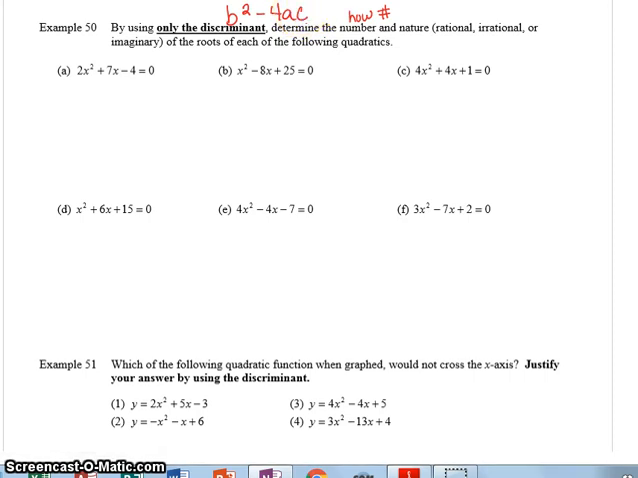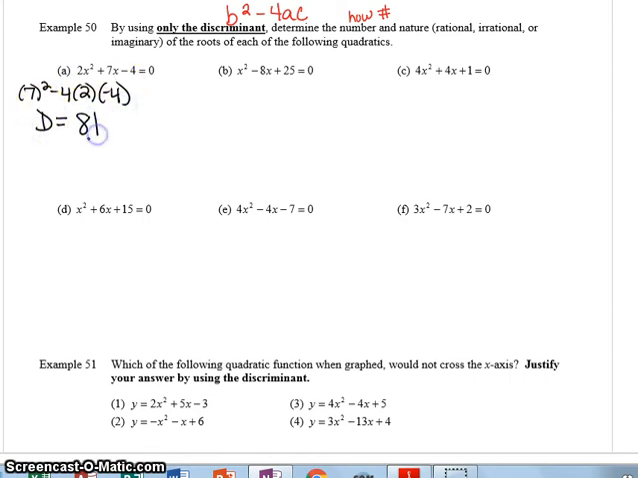All right, so ready? ABC. The first one, I'll do the work. So it is b squared. So I'm going to get 7 squared minus 4 times my a times my c. And I calculate that the discriminant is 81. In your head, you need to say that that is a perfect square. So there's 2 rational.